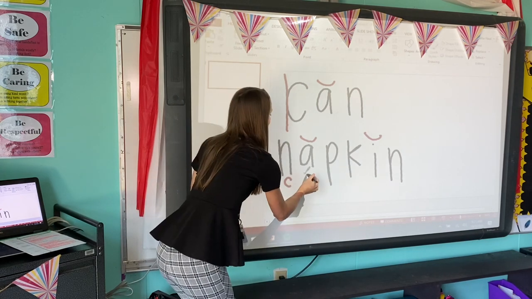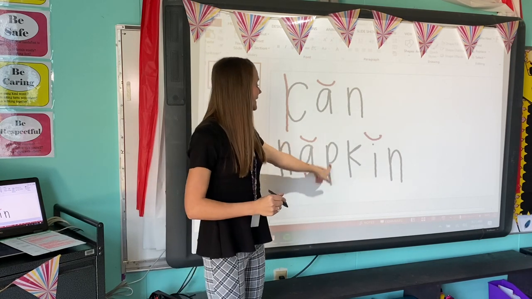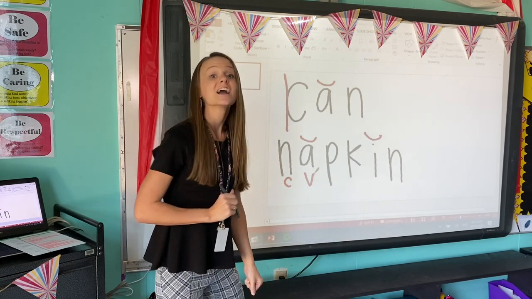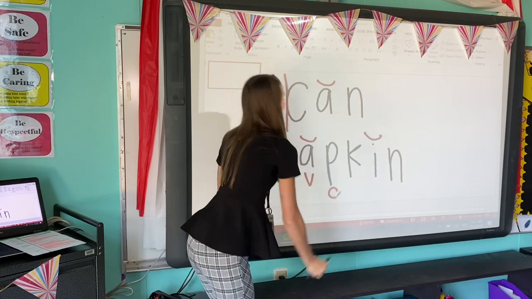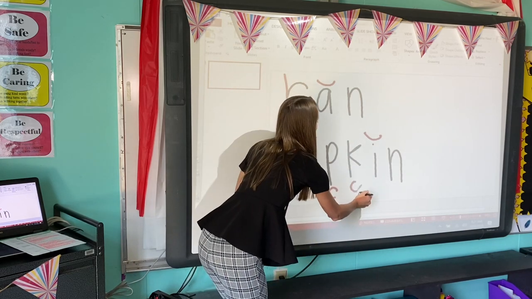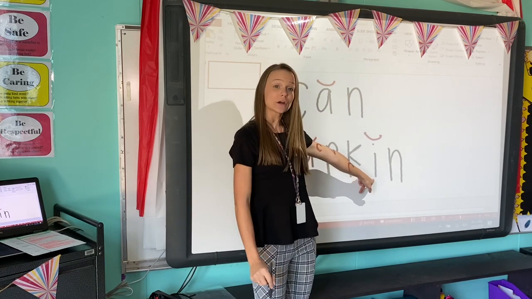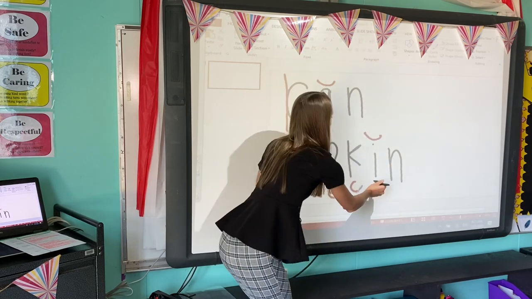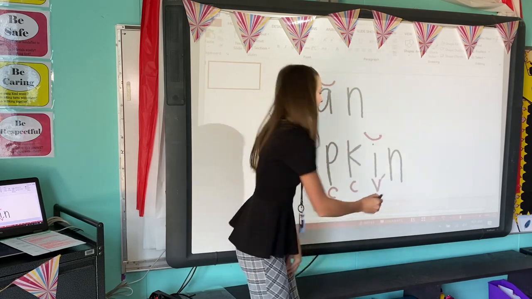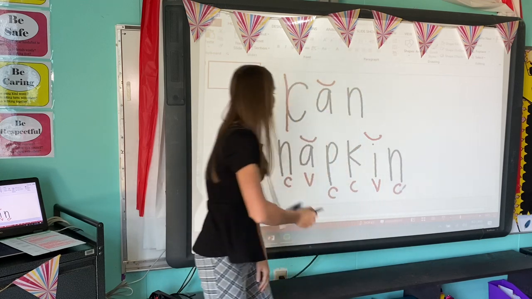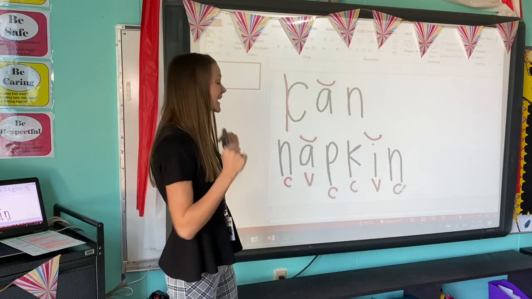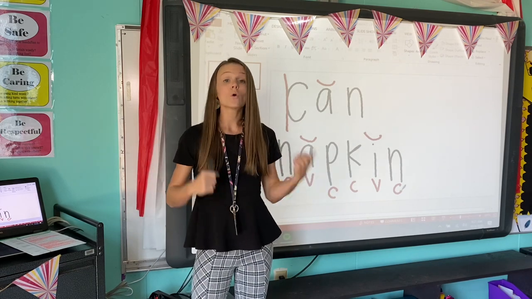A vowel, you're right. What about P? Is P a vowel or a consonant? Consonant, that's right. And K is also a consonant. What about I? Is that a vowel or a consonant? Vowel. And N is a consonant. That's right. So I have written either C or V under every letter in this word to remind myself if it's a vowel or a consonant.